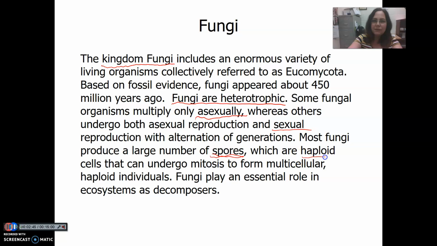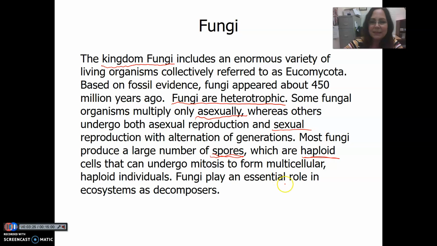This is a little bit different because when we learned mitosis in Bio 111, it was a diploid parent cell producing two diploid daughter cells, in other words, clones of the parent. But in fungi, the haploid cells can undergo mitosis to form many haploid individuals, so a multicellular haploid structure. If mitosis occurs in a haploid cell, it's only got half the chromosomes of the parent cell, so it's going to be a haploid cell that makes many copies of itself that are also haploid.